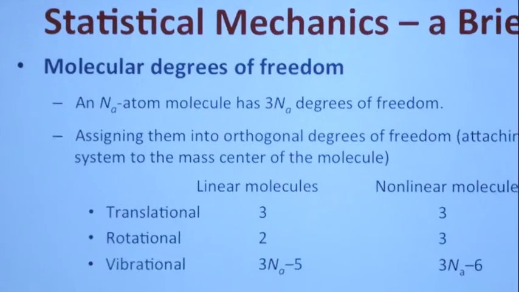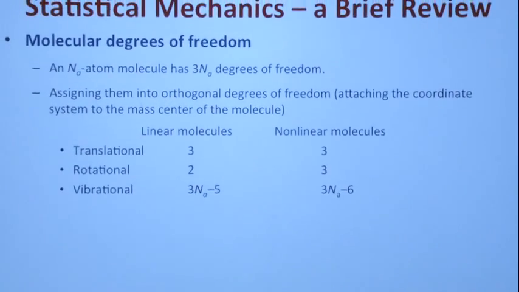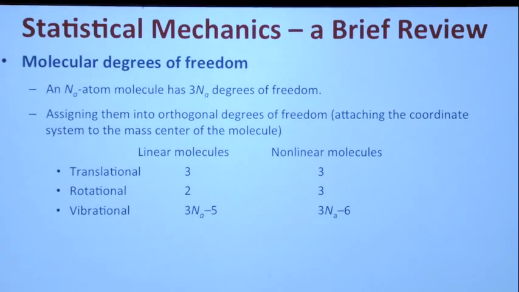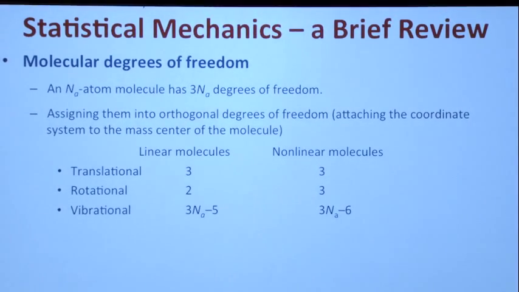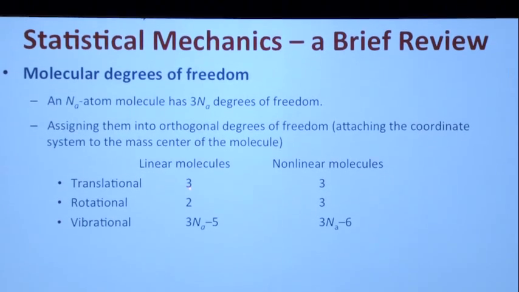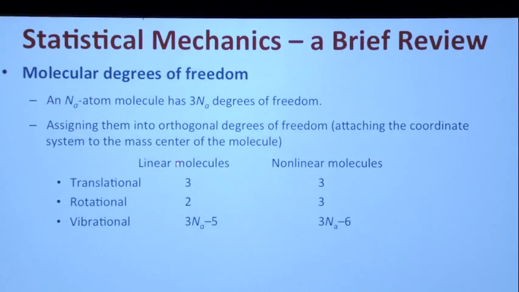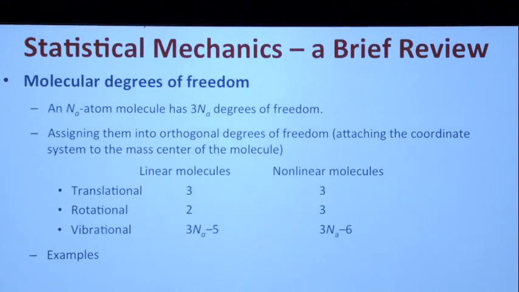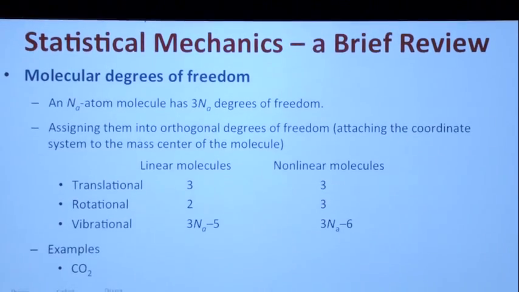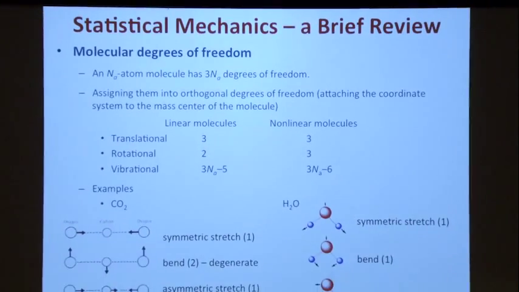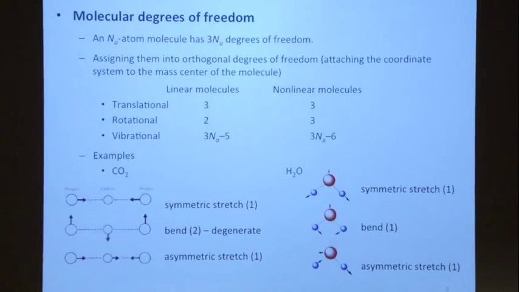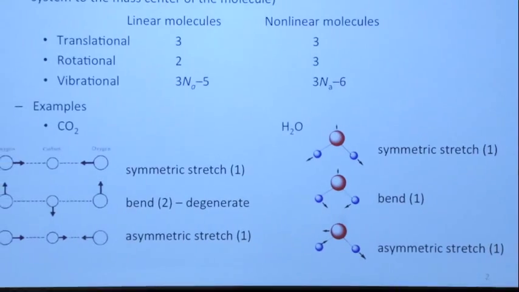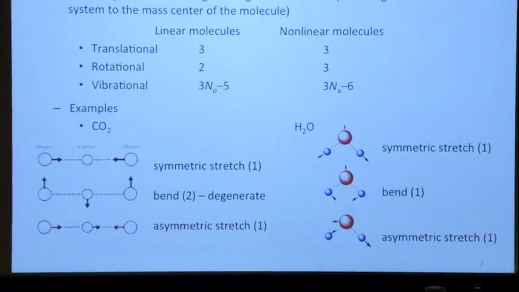Having 3N degrees of freedom, we transform the coordinate such that we attach the coordinate system to the mass center of the molecule. This leads to a new set of degrees of freedom: translational 3, rotational 2 or 3, depending on whether the molecule is linear or nonlinear, and the remaining is due to vibration. We talked about the CO2 molecule having 4 internal vibrational degrees of freedom. We also talked about water, a nonlinear molecule, having a total of 3 vibrational degrees of freedom.